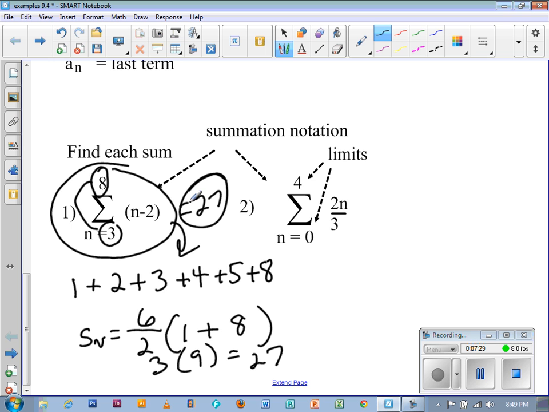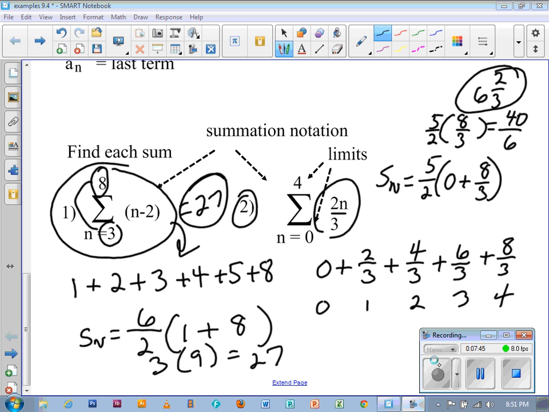Now what I'd like to have you do is pause and see if you can find the sum of number 2. Find the summation notation from n equals 0 to 4 with this expression representing our explicit formula. I'll put it on pause and let you finish.